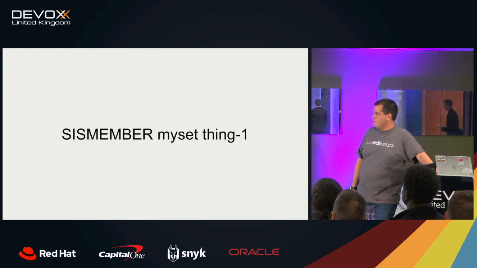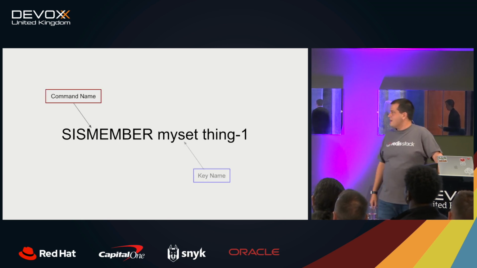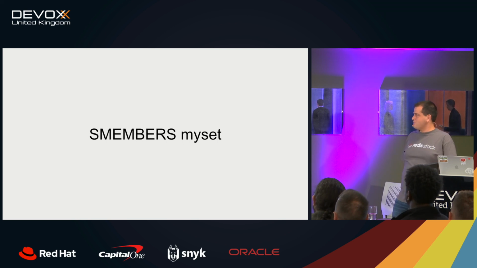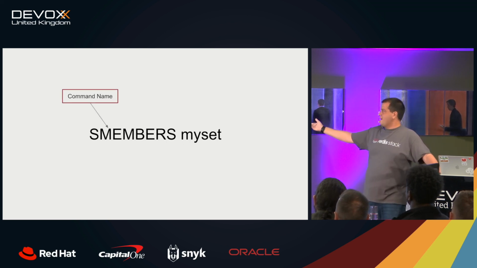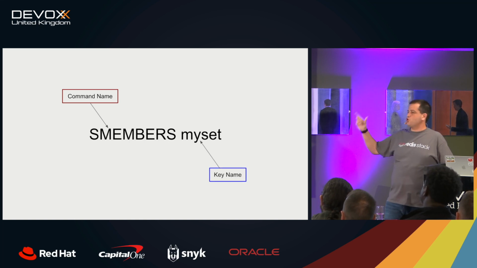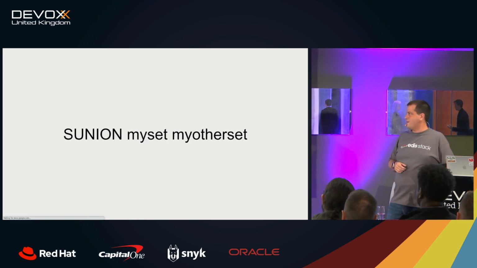SISMEMBER. I think probably most people can guess what this means, but SISMEMBER is basically checking to see if thing one here is in my set here. SMEMBERS my set: the command name is SMEMBERS, and my set is the key name, and it's just trying to pull all the set members out of that set.